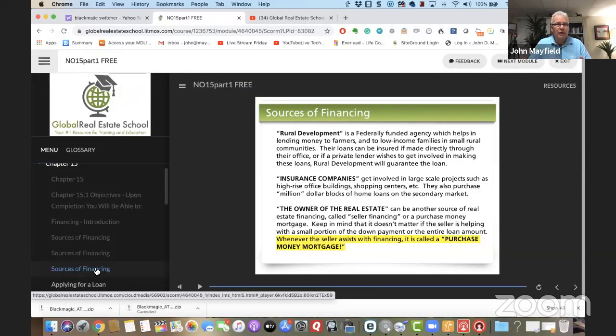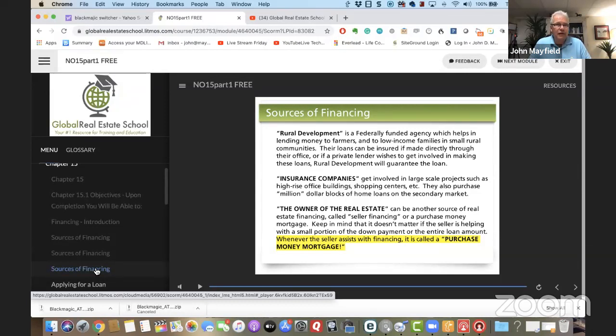Another thing you might want to know: it's a federally funded agency. They insure the loans. They can make loans directly, but many of the loans we do today are guaranteed loans through the lenders, and most local lenders will make the rural development loans. Insurance companies make large scale loans. And then they love this question: the owner of real estate can finance it. And we call that, and you need to write this down, a purchase money mortgage.